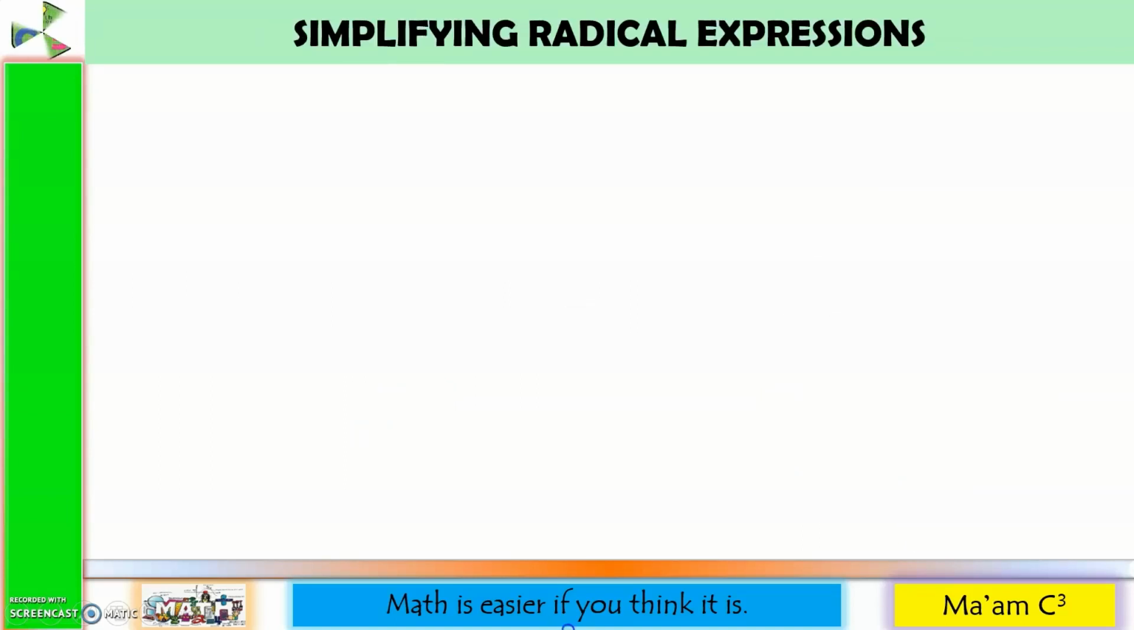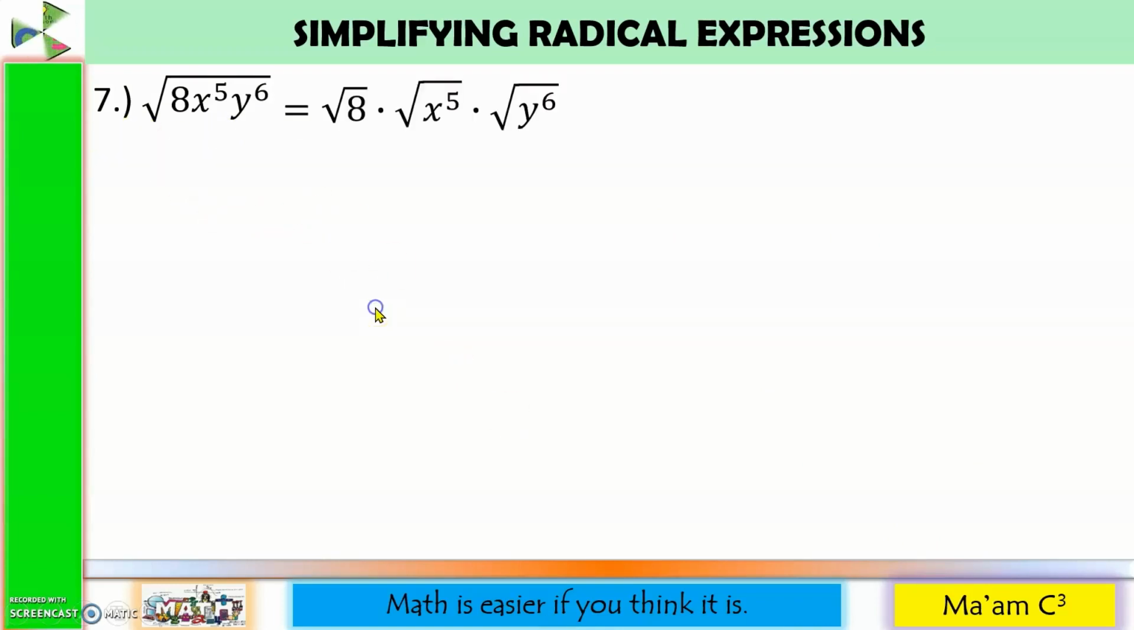Let us continue. Number 7 is the square root of 8, x to the 5th, y to the 6th. Let me rewrite this as the square root of 8 times the square root of x to the 5th times the square root of y to the 6th. And then I'll rewrite 8 as the square root of 4 times 2, and x to the 5th as the square root of x to the 4th times x. For this one, 6 divided by 2 is 3. So I could have y cubed already.